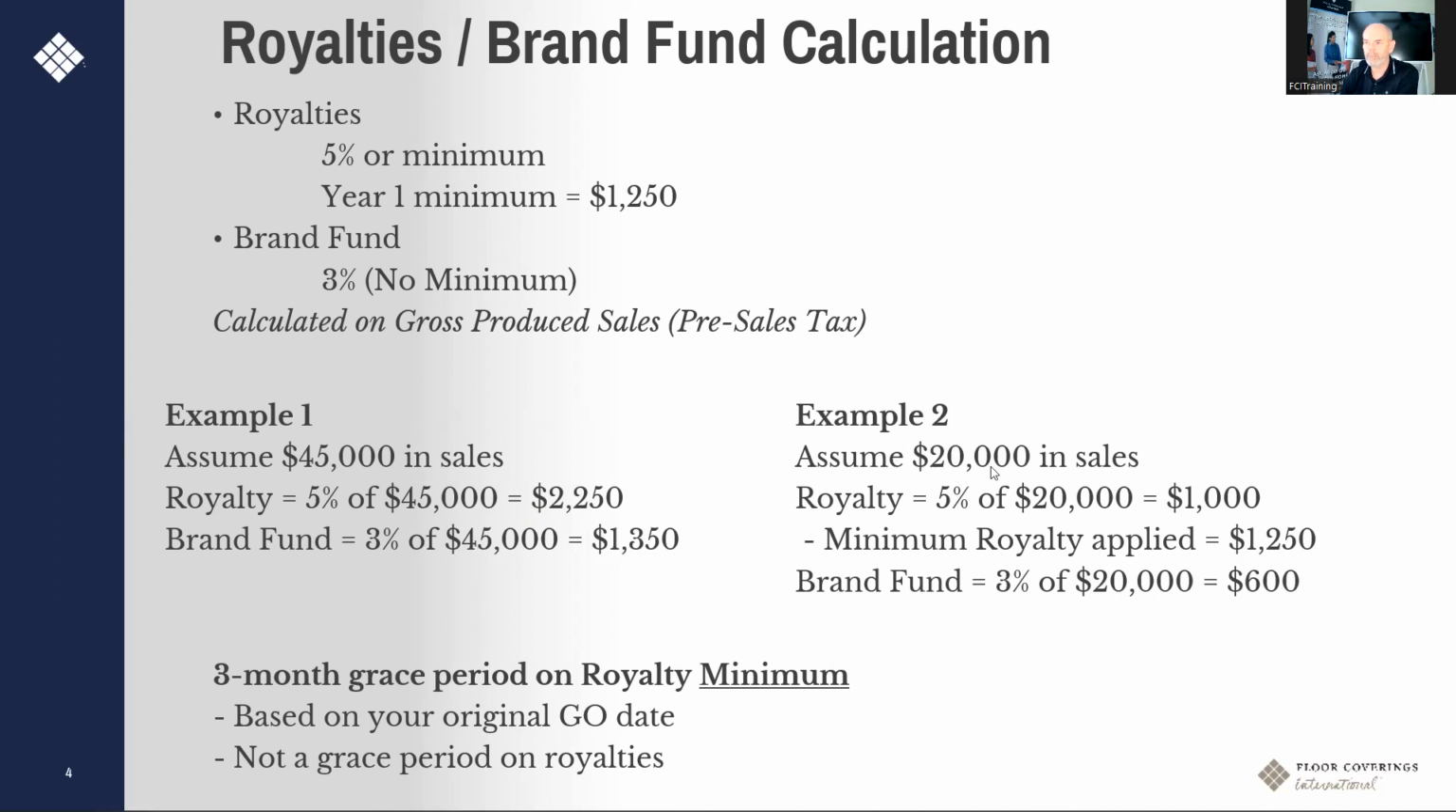But let's assume for this example that our minimum is $1,250, and this met the minimum, was over the minimum. Example two, let's say that you did $20,000 in produced sales. Well, 5% of $20,000 is $1,000. $1,000 is less than the minimum. So that means that instead of paying $1,000 for royalty, you would actually be assessed $1,250 for royalty.